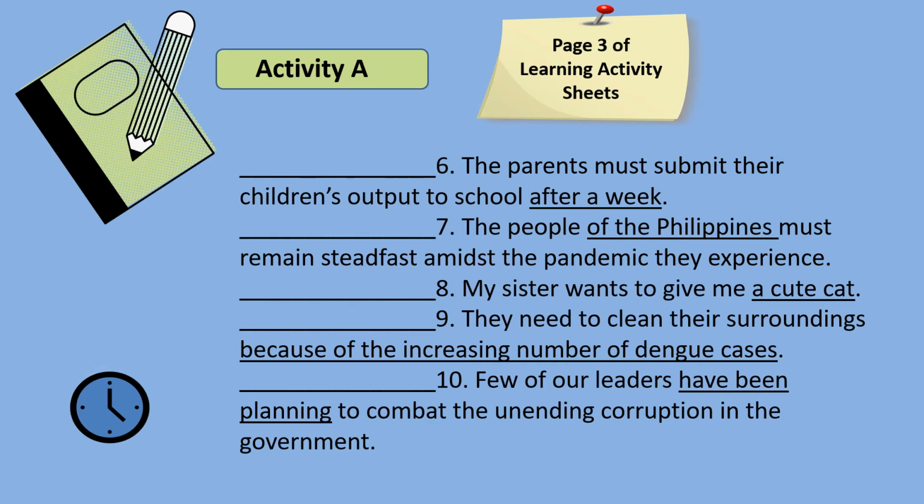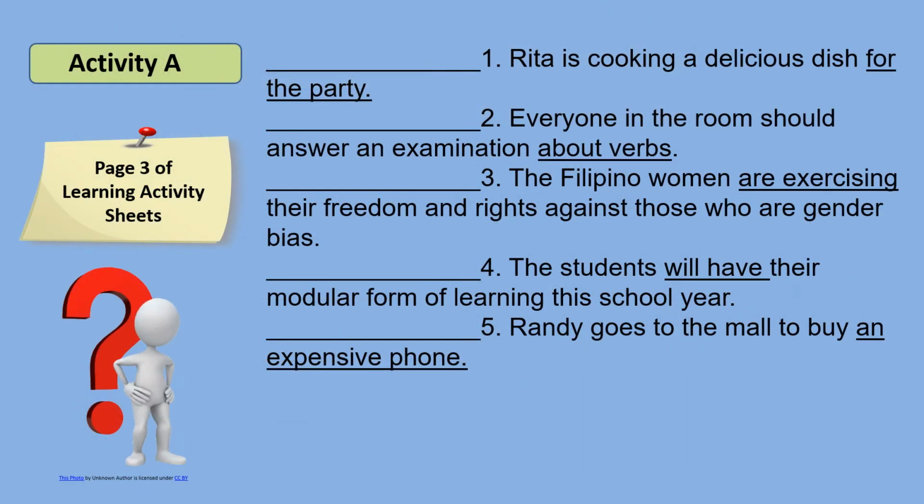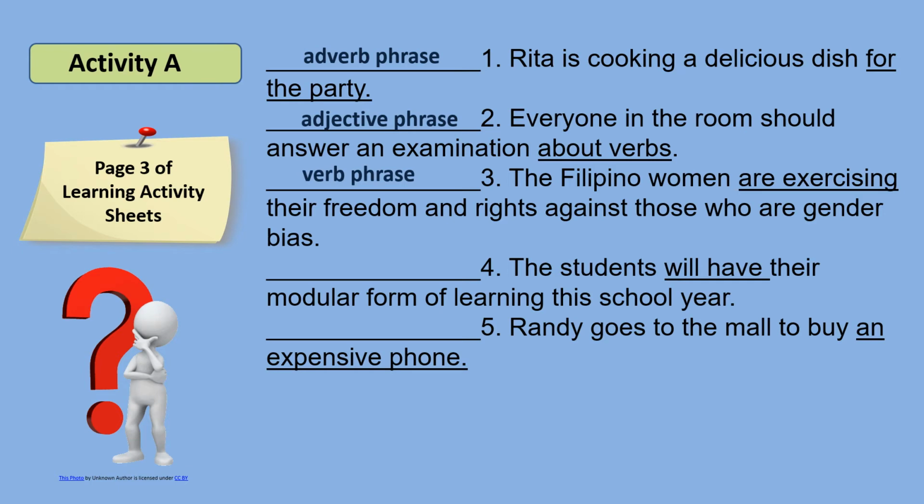That's awesome! You are now done with Activity A. To see if you have answered the items correctly, let's check your answers. Here are the correct answers. Number 1, adverb phrase. Number 2, adjective phrase. Number 3, verb phrase. Number 4, verb phrase. Number 5, noun phrase.